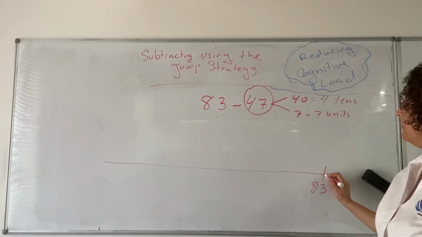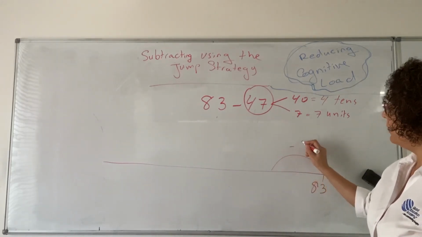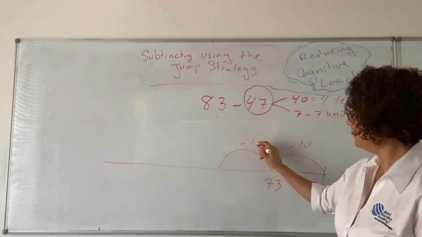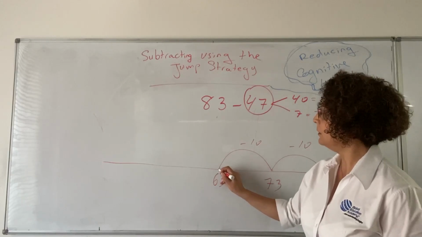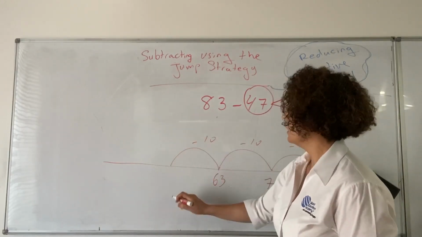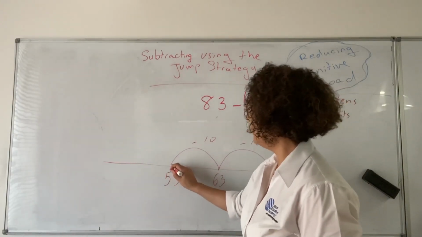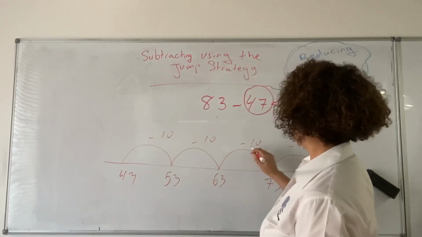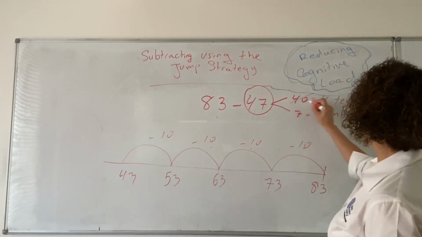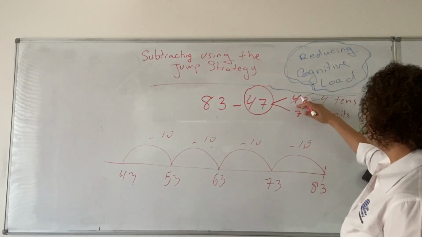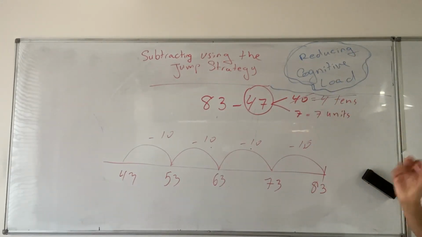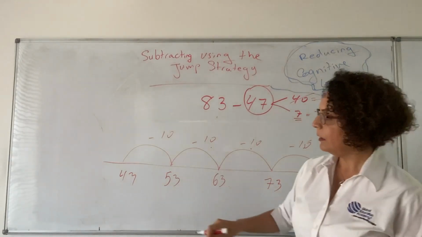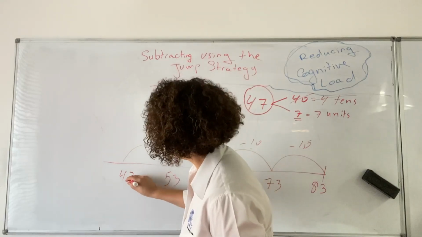Start from the 83 and go backwards 40. So 40, there are 4 tens. Take away 1 ten, that is 73. Another 1, 63. Another 1, that is 53. And another 1, that is 43. So 1, 2, 3, 4 tens. We got rid of this, so we took away the 40 already. Now we need to take away 7 units. Now we are at 43.